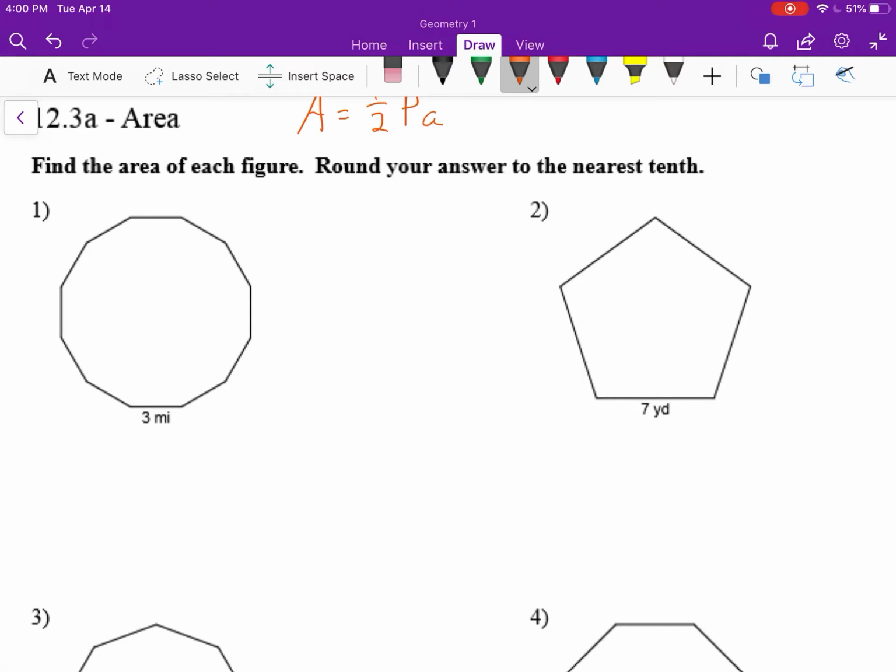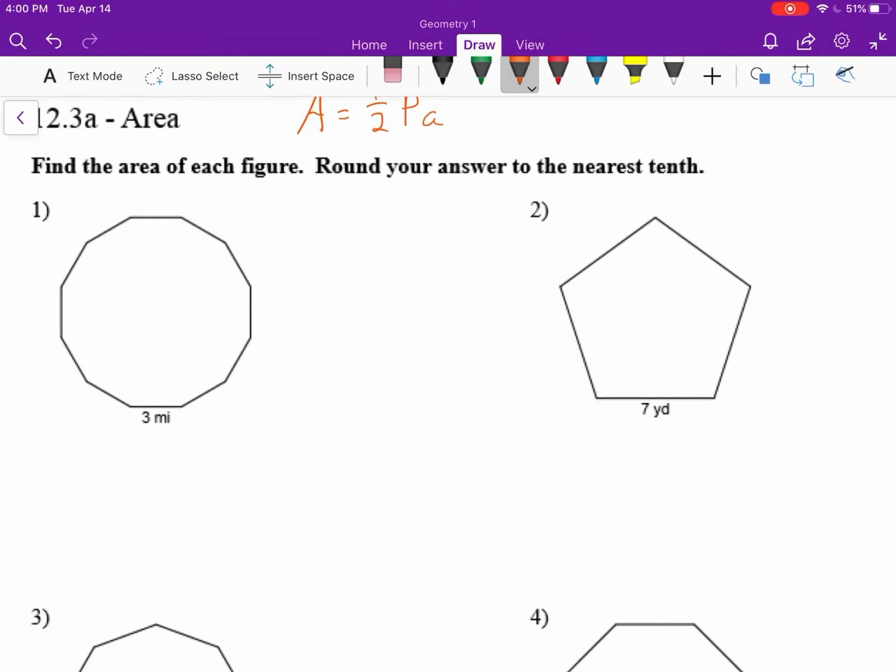So in these problems, we're going to be given something about the perimeter, a side length, or the perimeter. We'll be able to use trigonometry to find the apothem, and then we can find the area. So I'll be doing number 1 and number 3 here, and then you can do 2 and 4.